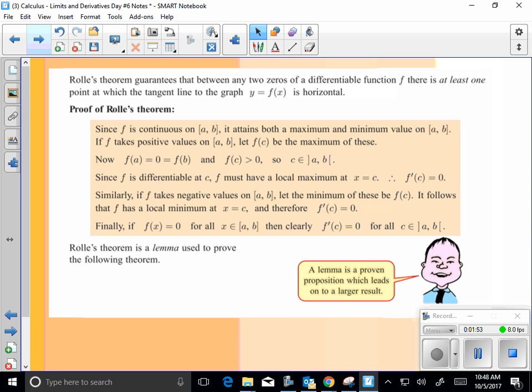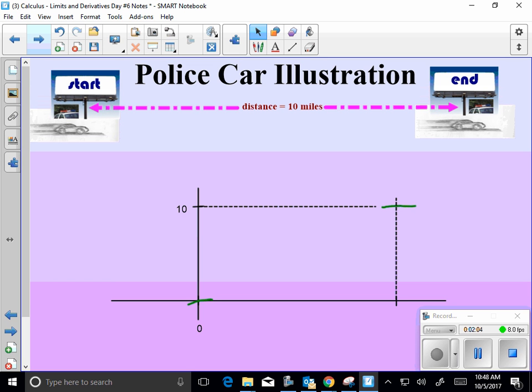Okay. But Rolle's theorem just says that between two zeros, there's at least one spot, at least one, where the derivative has to equal 0. Okay, cool. Let's talk mean value theorem.